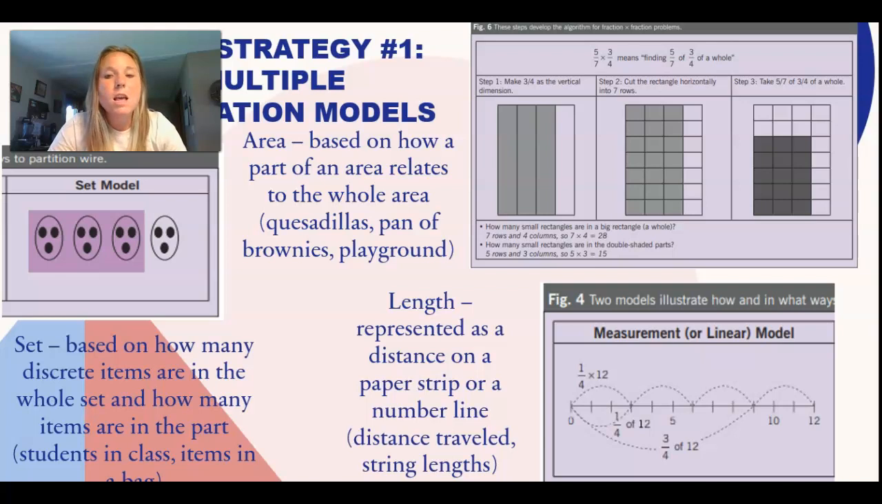integer operations. But they discussed in all of my research that number lines should be used extensively. They're a very great tool to help with a lot of different types of mathematical operations. So that was interesting to me. But those are your three representation models: area, length, and set.